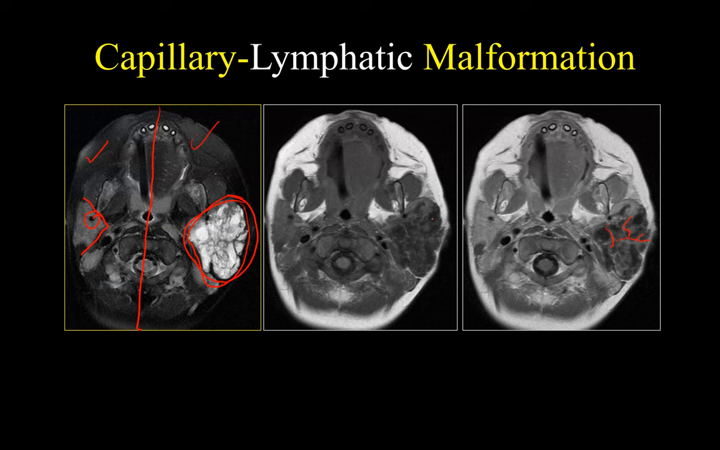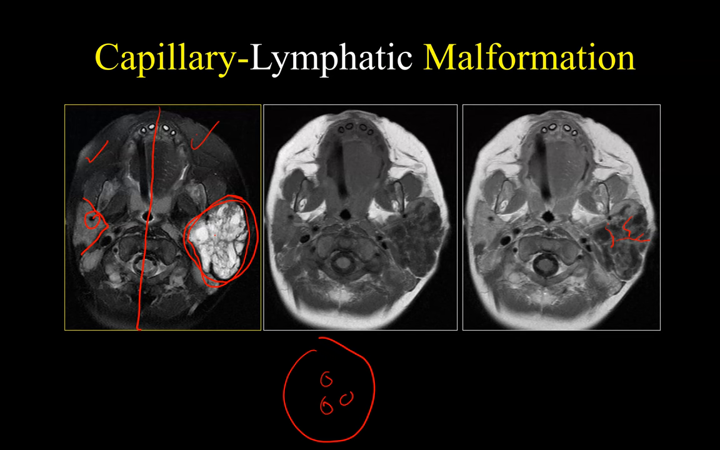And the other thing too is that because I don't see a big soft tissue mass associated with the flow voids, remember hemangiomas, remember that parotid hemangioma I showed that had a big soft tissue mass, it enhanced with contrast, and it also had multiple flow voids. I don't see that here either.